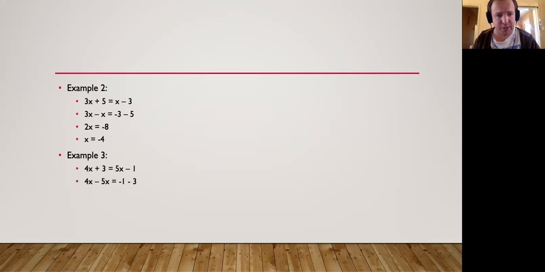So we're going to say 4x minus 5x is equal to minus 1 minus 3. 4x minus 5x happens to be negative 1x or negative x. Minus 1 minus 3 is negative 4. Now, in this case, we're going to divide by minus 1 on both sides. So negative 1 divided by negative 1 is 1. Negative 4 divided by negative 1 is 4.